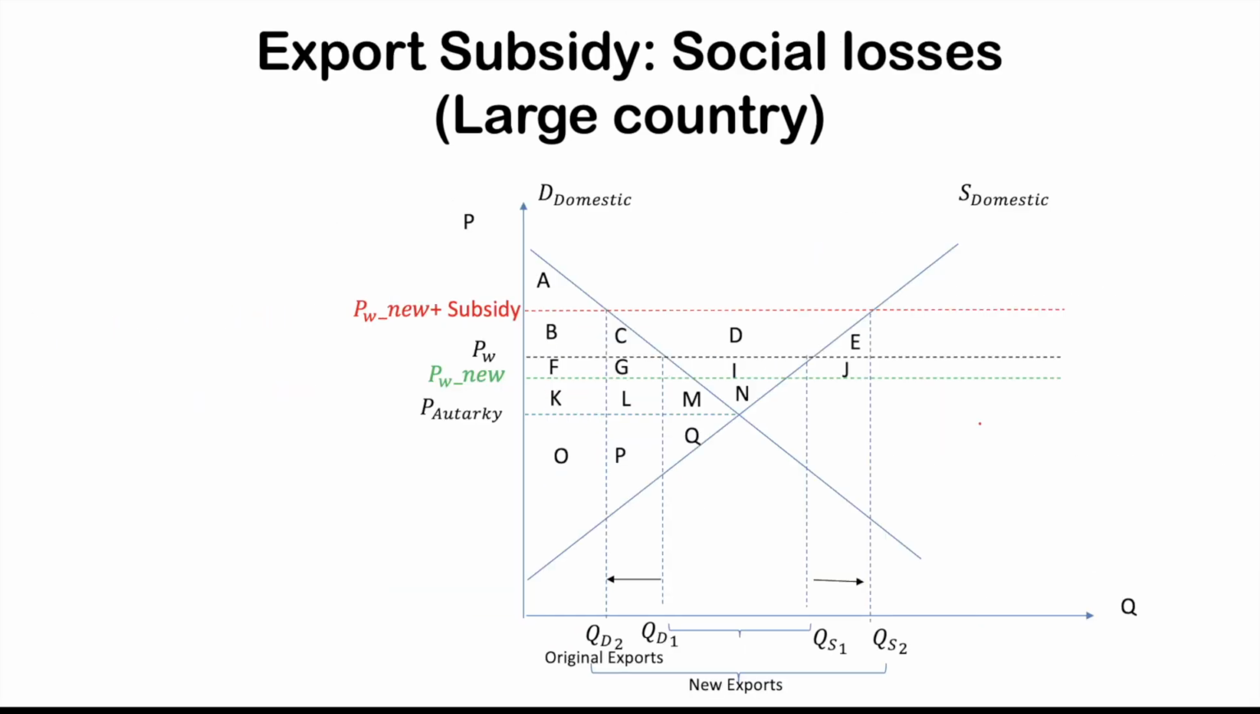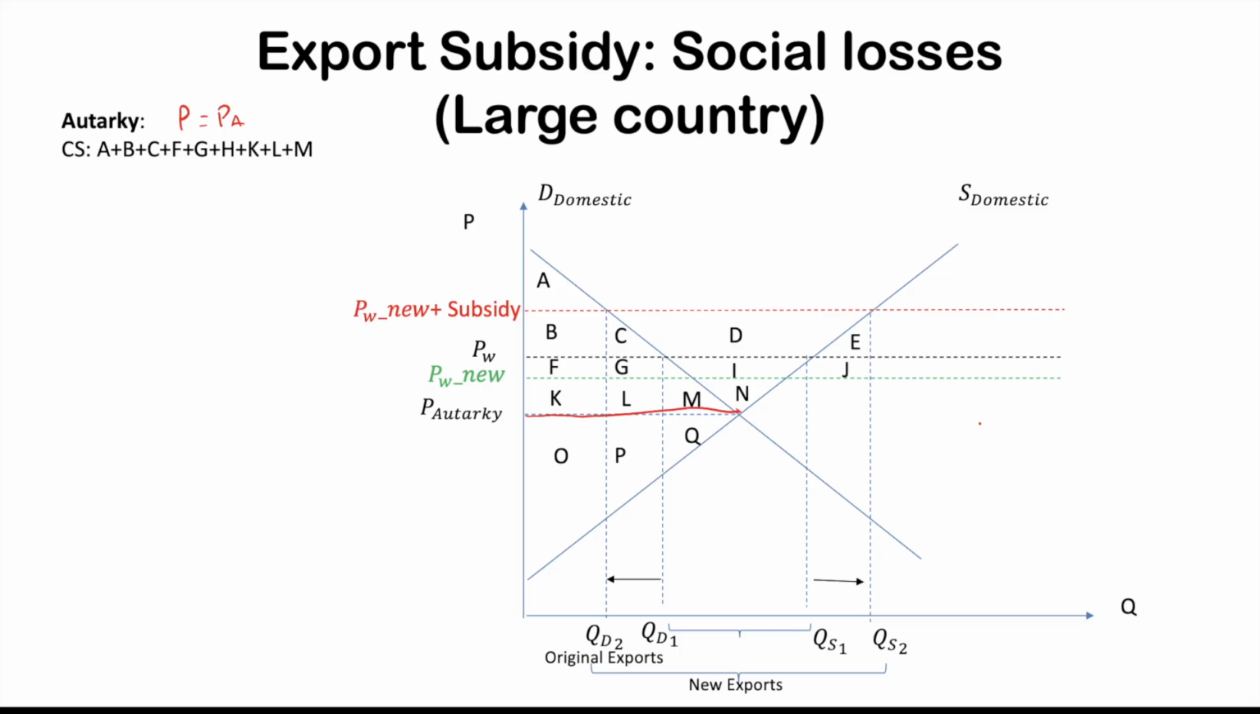Remember that with the import tax in a large country, there was an ambiguous change that could happen. So there could be a loss or there could be a gain. Unfortunately, with the export subsidy, even in a large country, it will lead to social losses. Let's show that. So if we started in autarky, remember that our price would be equal to PA, the price in autarky, which is this price line here.